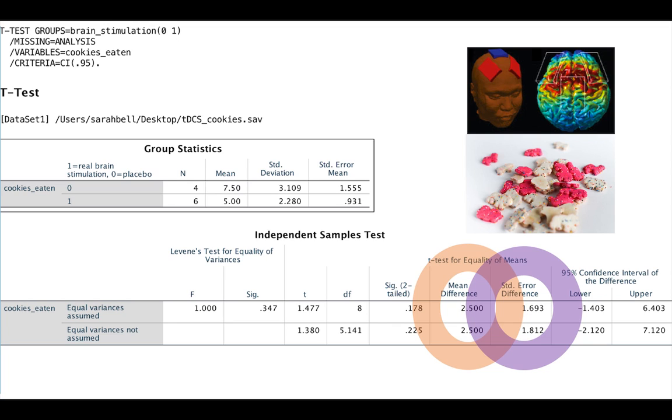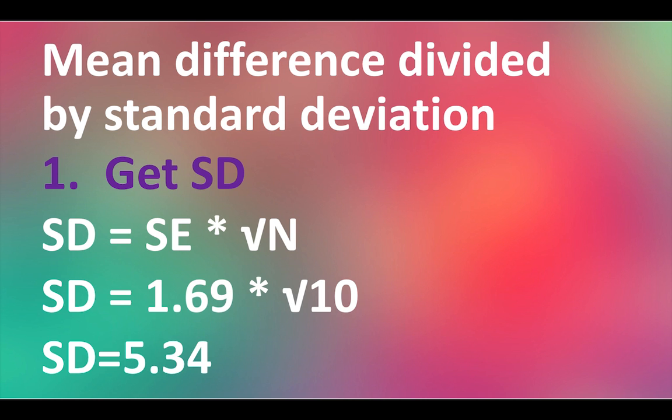Now let's talk about effect size, or Cohen's d. For all intents and purposes, these are one and the same for you guys. It is the mean difference divided by the standard deviation. So let's compute it. We've got the mean difference and the standard error, but I don't see the standard deviation.